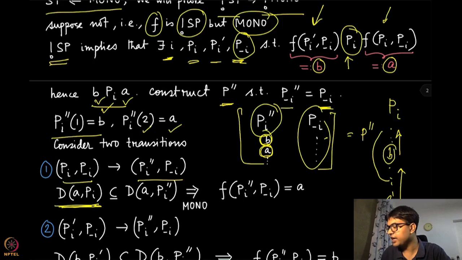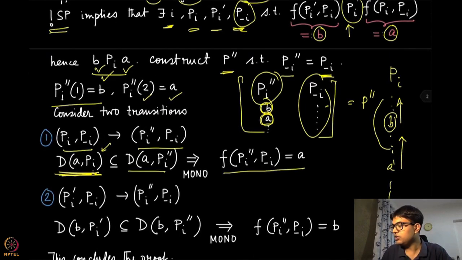So that is the reason we can safely write that the dominated set of A under this pi is weakly getting larger in the new preference profile of pi double prime. Now, because we are also assuming that this is monotone, in this new preference profile the outcome should also be equal to A. So in the previous preference profile the outcome was A, therefore it should continue to be A.